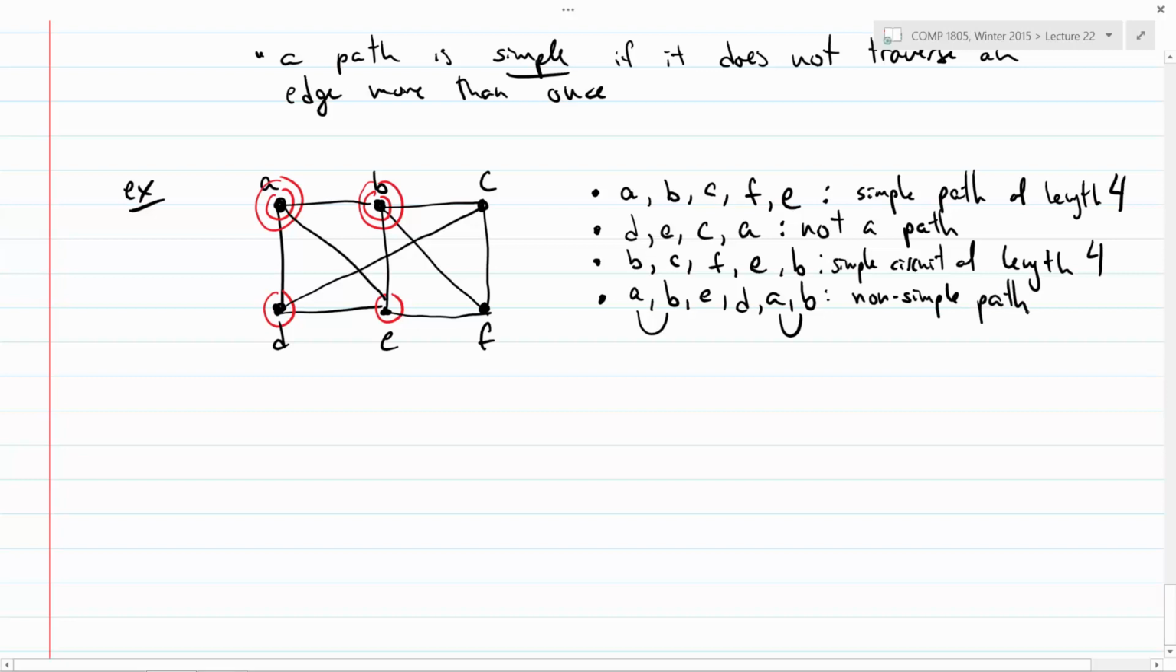What's the length of this path? 5, right? I go AB, which is 1, BE, which is 1, ED, which is 1, DA, which is 1, and AB, which is 1. So this is a non-simple path of length 5. So it doesn't matter that I traverse the edge AB twice, I'm still traversing that many edges. So it's not the number of unique edges traversed, it's the number of edges traversed that is the length of the path. Yeah?